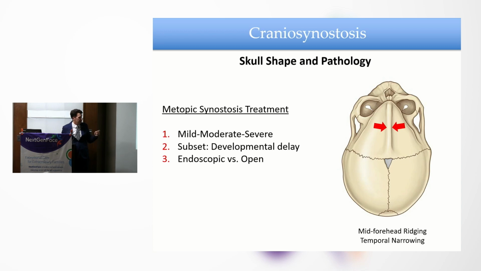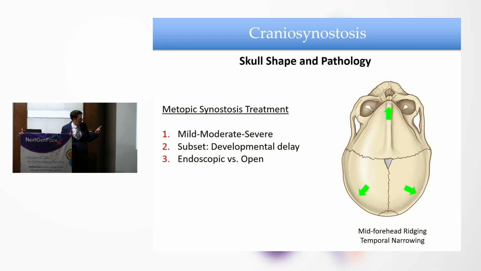So the metopic suture does fuse in normal children, but if it fuses prematurely, that's considered craniosynostosis. This is interesting because you can have mild, moderate, or severe cases. In mild, nothing to do. Severe, operate. Moderate is the gray zone where we have to decide what to do, and that's in conjunction with the parents. There's a subset of these patients that have developmental delay, and it may not be related to what we do in surgery. So again, endoscopic versus open, there's different camps for that.